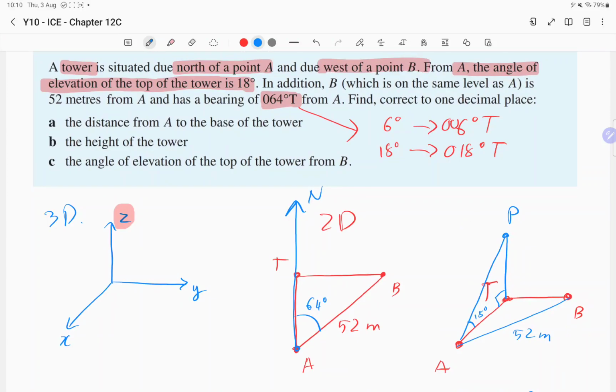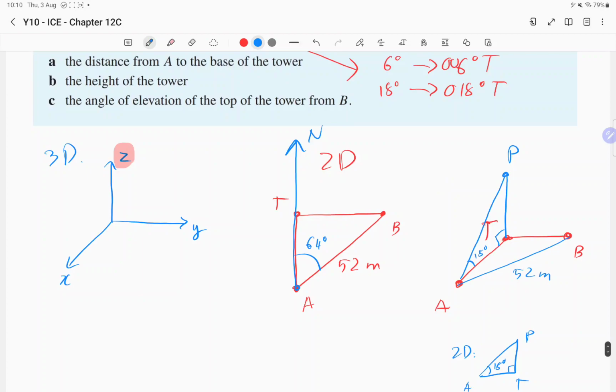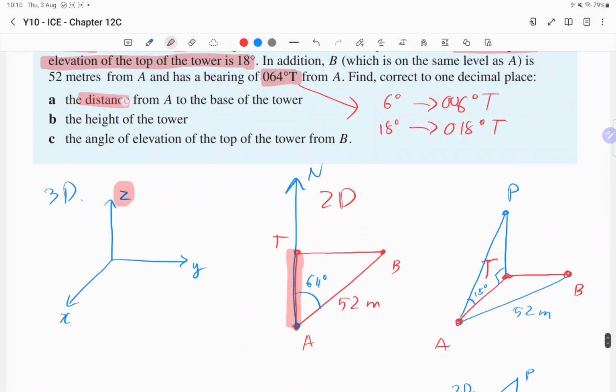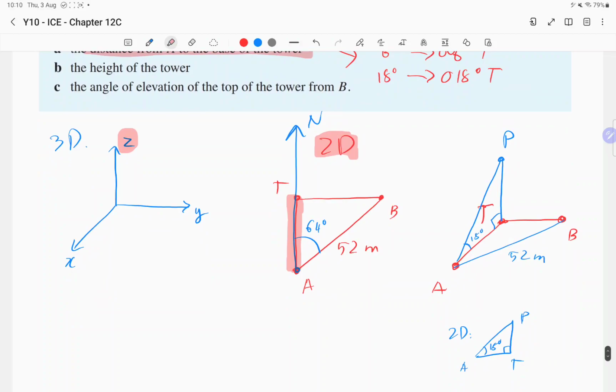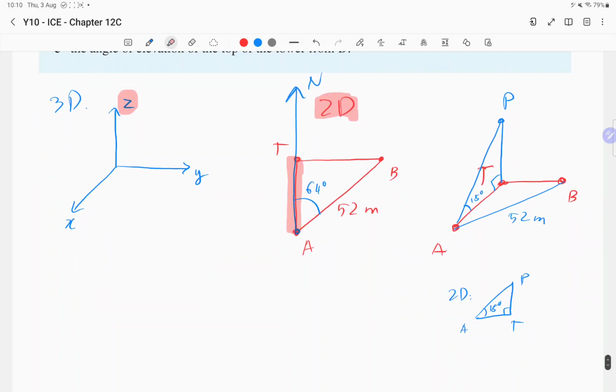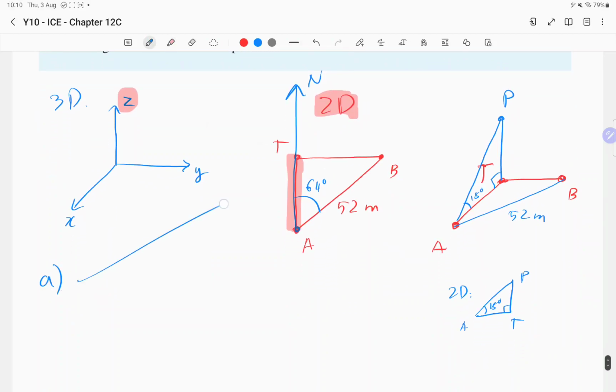Okay, now we need to find the distance from A to the base of the tower. That is essentially the distance here, right? Because part A is the distance from A to the base of the tower, and we're using the 2D drawing. That's why it's handy to do as many drawings as you can, and one of them will be useful. So for part A, I will use that drawing here. Now that's the adjacent side to the angle 64 degrees, and this is the hypotenuse, 52.